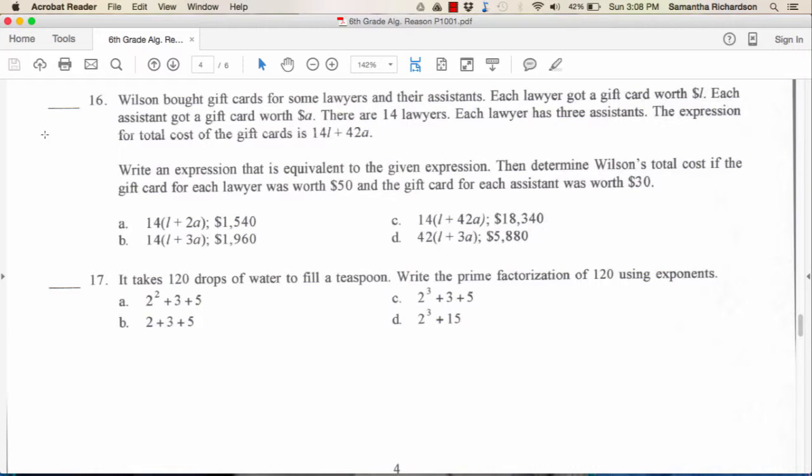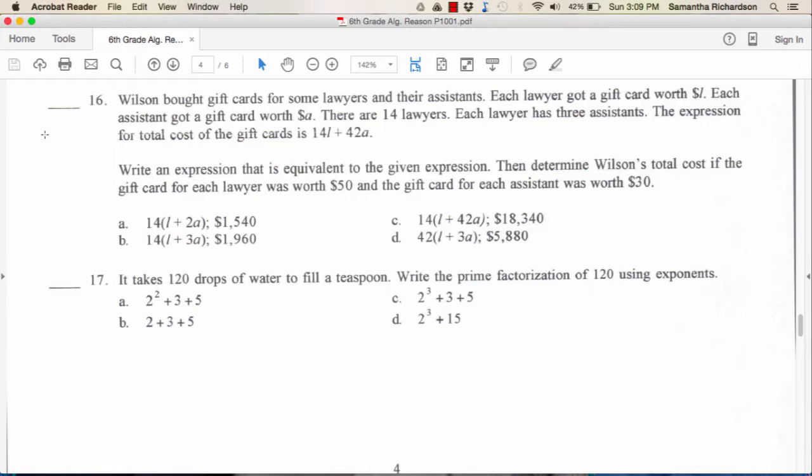Question 16. Wilson bought gift cards for some lawyers and their assistants. Each lawyer got a gift card worth L dollars. Each assistant got a gift card worth A dollars. There are 14 lawyers. Each lawyer has 3 assistants. The expression for total cost of the gift cards is 14L plus 42A. Write an expression that is equivalent to the given expression. Then determine Wilson's total cost if the gift card for each lawyer was worth $50 and the gift card for each assistant was worth $30.